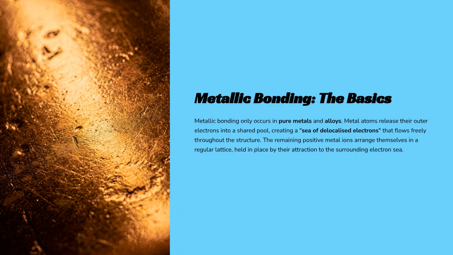Metallic bonding occurs in pure metals and alloys. Metal atoms release outer electrons into a sea of delocalized electrons. The positive metal ions form a regular lattice held together by the attraction to this electron sea.